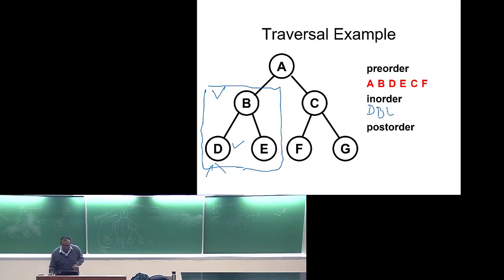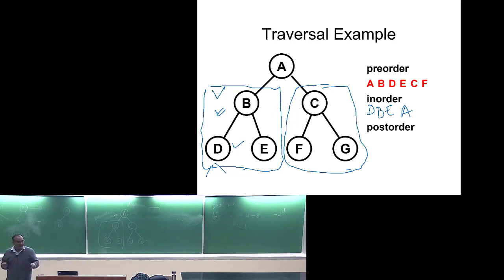Then after that, we are done with this subtree, right? What's the next node? A. And once we are done, now we are left with the in-order traversal of the right subtree. Is that difficult? Just 3 nodes, right? Which will be F, C and G. Got it?